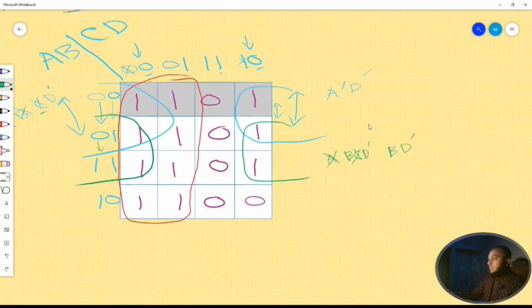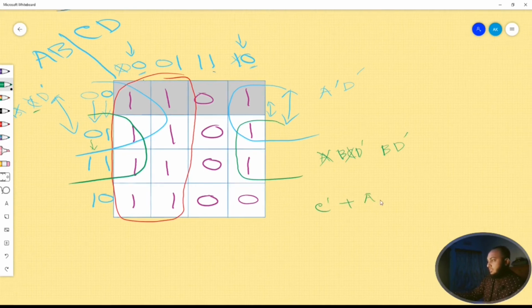So finally we will take the sum of all the groups, which is C prime plus A prime D prime plus B D prime. So this is the simplified SOP expression for the function f.